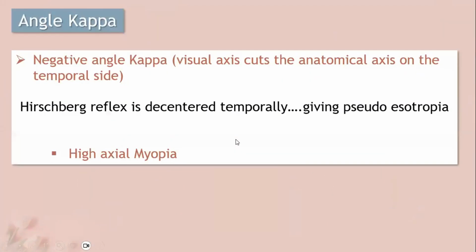All right. And this is the summary. So we have something called negative angle kappa, which happens in high axial myopia when the visual axis cuts the anatomical axis on the temporal side. So the Hirschberg reflex is decentered temporally. When the Hirschberg is decentered temporally, it gives us a pseudo-esotropia. Okay. So in high axial myopia, actually, I didn't choose this illustration, but in high axial myopia the angle kappa could be positive, but of smaller degree than the normal five, and it could get smaller according to the degree of axial myopia, until it might become negative, as I've shown you in the previous slide.